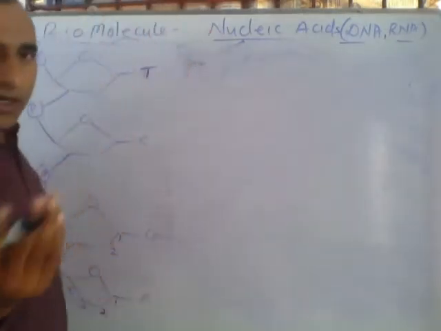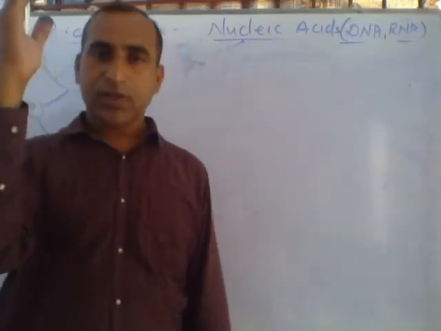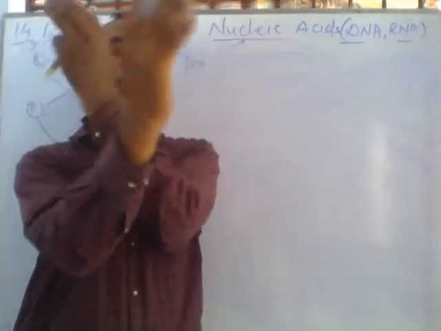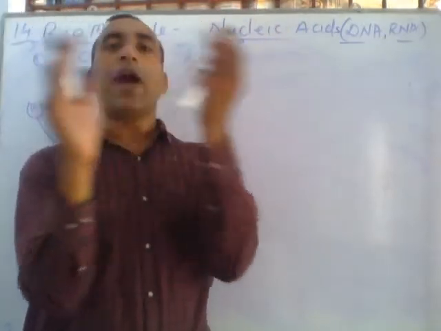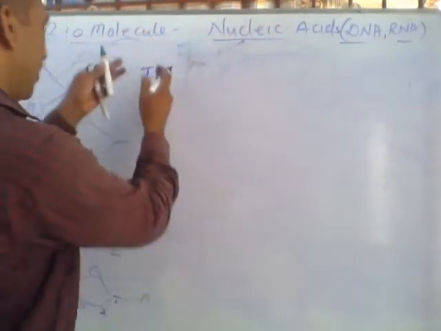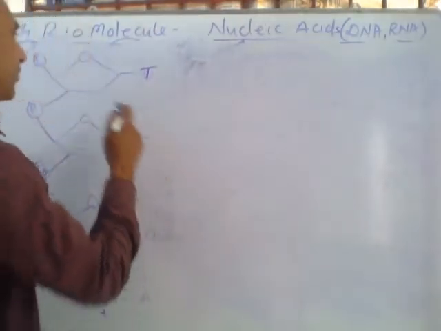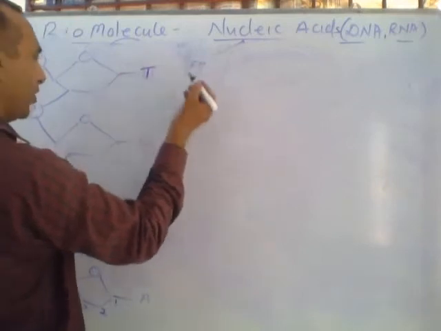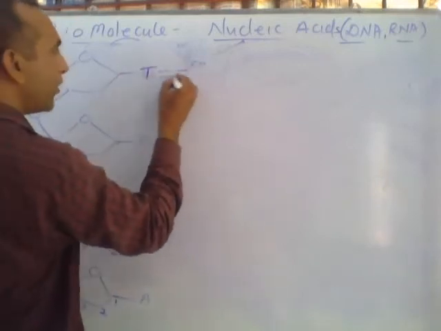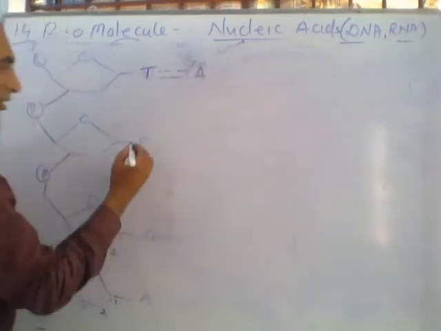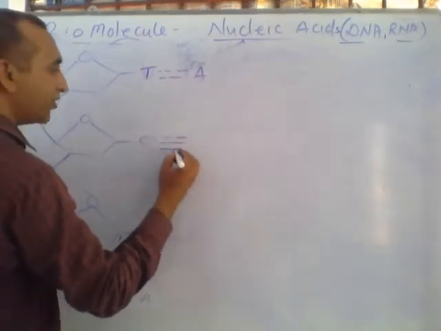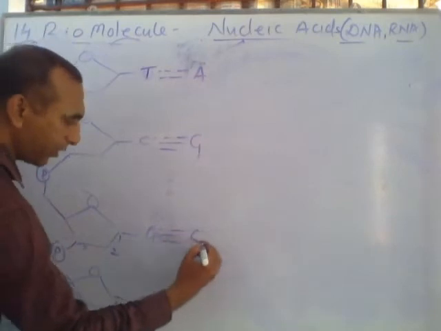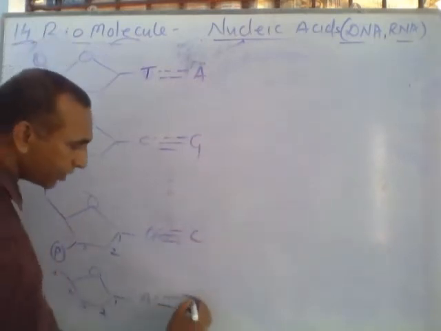DNA exists in a double helix, meaning suppose this is one helix, this is another helix. These two helices join together in the form of a helix and form hydrogen bonds between these nitrogen bases. How? Listen. Thymine forms 2 hydrogen bonds with adenine. Cytosine forms 3 hydrogen bonds with guanine. Guanine forms 3 hydrogen bonds with cytosine. Adenine forms a double bond with thymine.